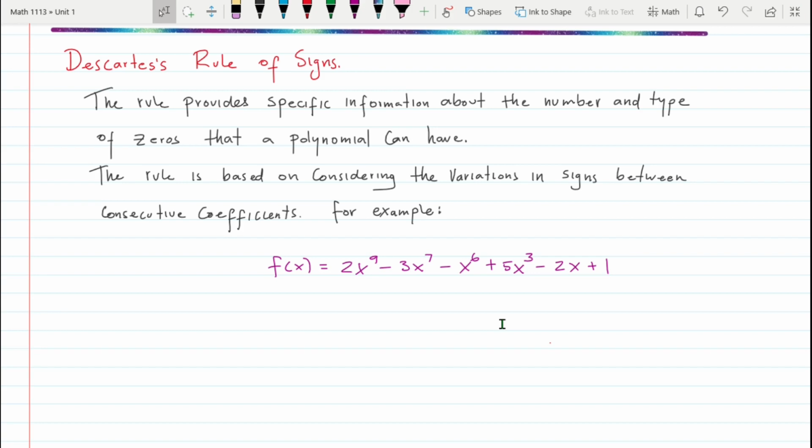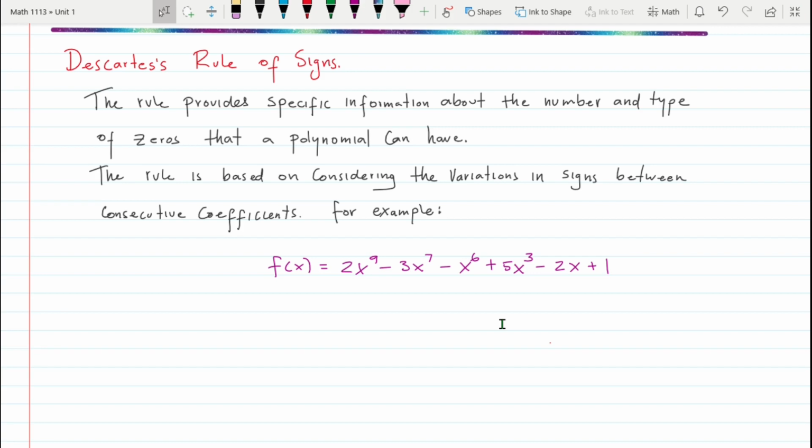So we could have positive or negative or imaginary types of zeros, like we talked about at the beginning of the video. But Descartes' rule of signs is going to tell us whether we're going to have a certain number of possibilities. So it doesn't give you an exact number per se, it gives you cases of possibilities. So the rule is based on considering the variations in signs between the consecutive coefficients. So what does that mean?